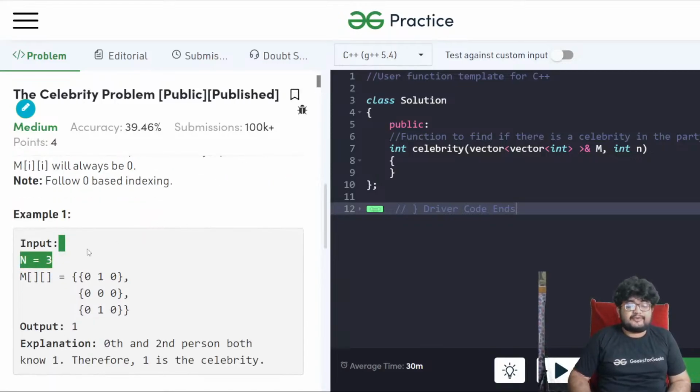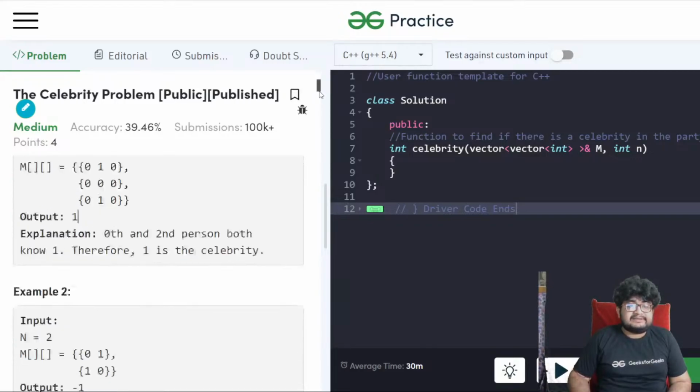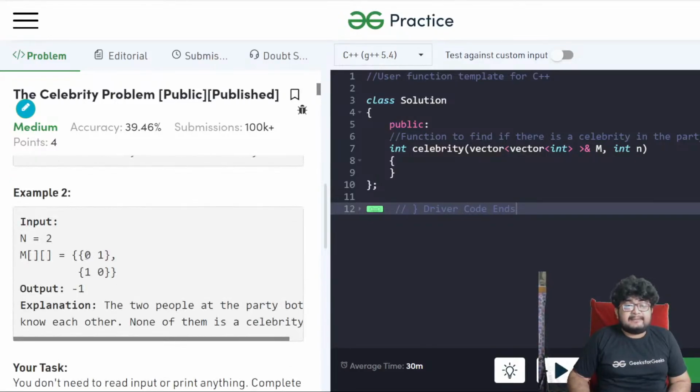That's the question. So for example, here n equals 3 and we are given 0 1 0, 0 0 0, 0 1 0. So we see that all the people know 2, but 2 does not know anyone. So 2 is the celebrity, or 1 is the celebrity if you consider zero based indexing, right? Second example is 0 1, 1 0. If you see here, there is no celebrity, because the first person knows the second person and the second person knows the first person, so there is no celebrity between them.